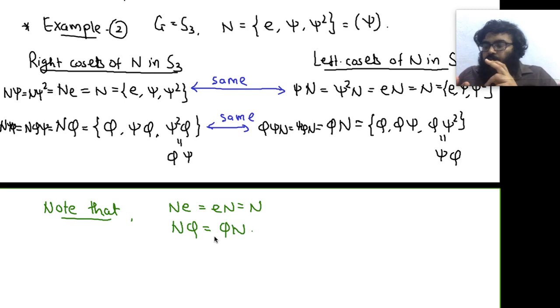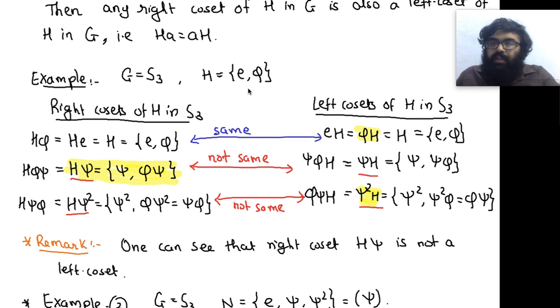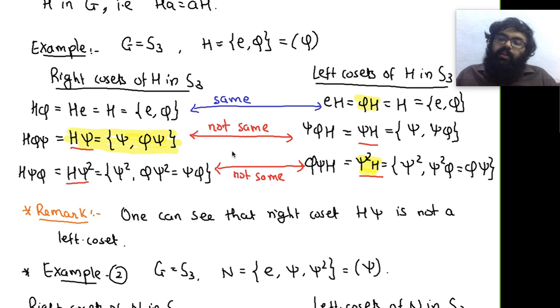What are the things? Right coset is always a left coset, and left coset is always a right coset, if the group is abelian. In case of abelian group, the result is not that interesting. In case of non-abelian group, we have seen a counterexample here, taking H equals the cyclic subgroup generated by phi, just a group of order two. And in that case, we have seen that right coset H psi is not same as psi H. Right coset H psi square is not same as the left coset psi square H. Not only that, H psi is not even in the list. So right coset is not even a left coset, any left coset. So in a non-abelian group, we can get a counterexample like that.